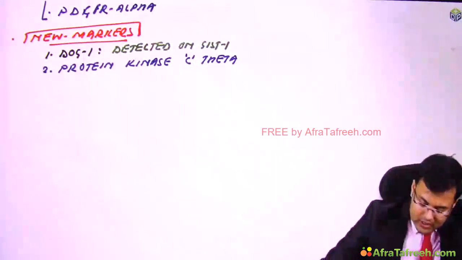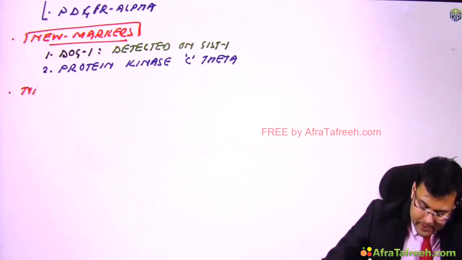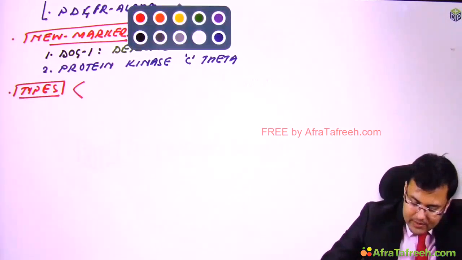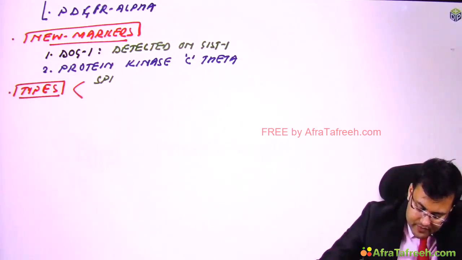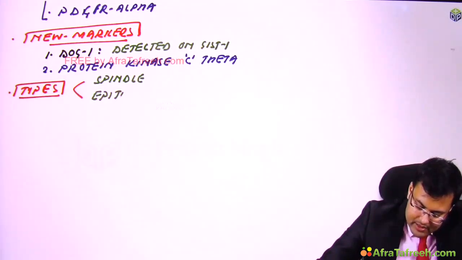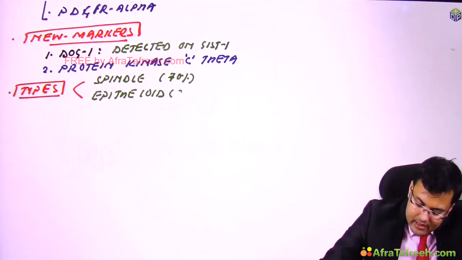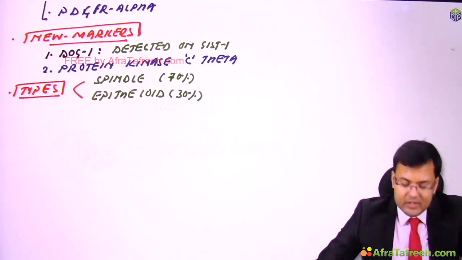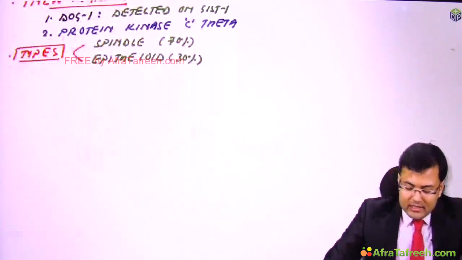After that, what are the types of GIST? It's of two types. First, spindle cell variety, and the second is epithelioid. Which one is more common? Spindle cell 70% and epithelioid 30%. So these are the types.